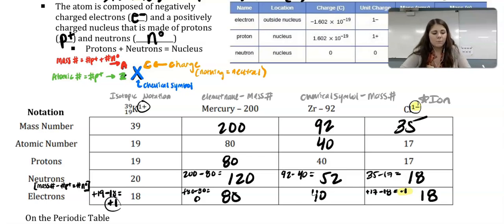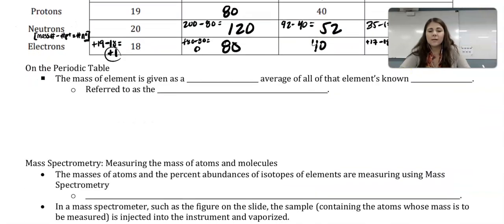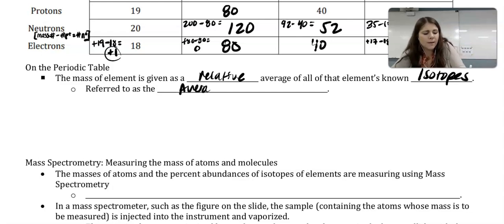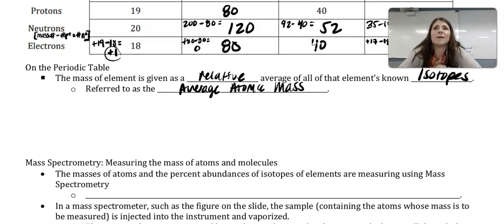All right, moving on. So on the periodic table, the mass of an element is given as a relative average of all the element's known isotopes, okay? And so this is referred to as the average atomic mass. And that's kind of what I was saying about the chlorine example, that 35.45 is taking into consideration all of chlorine's isotopes, and they all have different percent abundances.